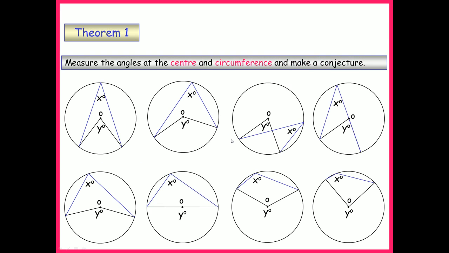Okay, Theorem 1. Measure the angles at the centre and circumference and make a conjecture. Now I'm going to stick this in the notes if you want to play along. You can pause it and find something out. So you get your protractor out and measure them. But what you will find is that this angle here is twice the size of this one.